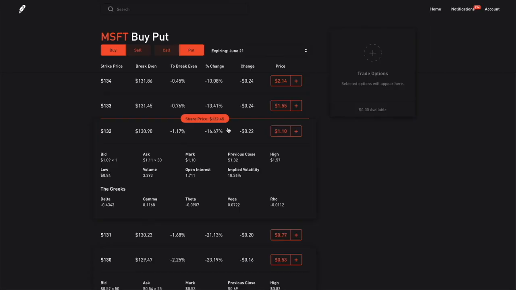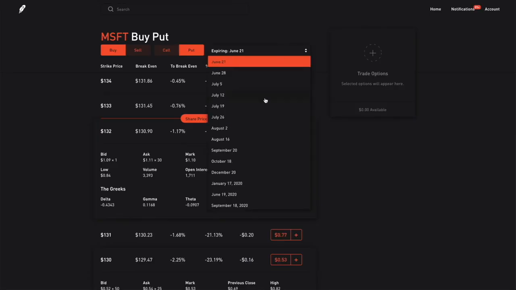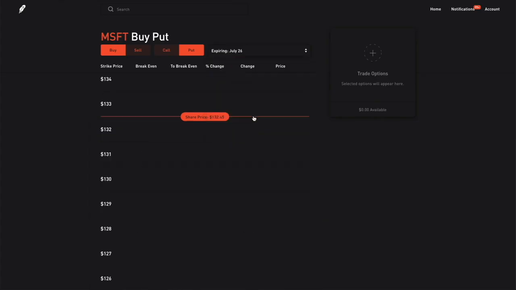So when we're buying long-term options, in this case, let's go ahead and set the expiration date out for July 26th.